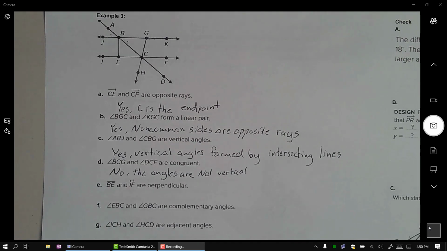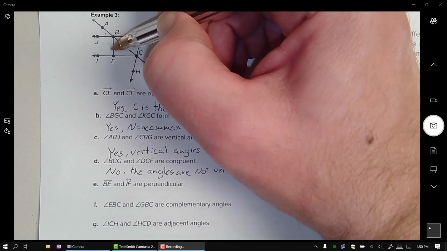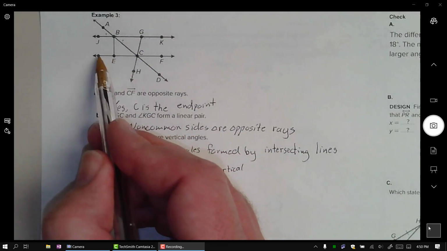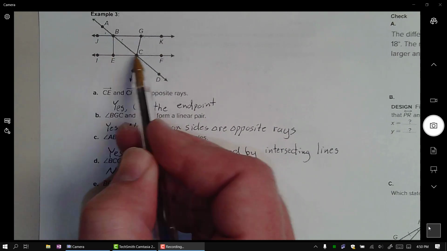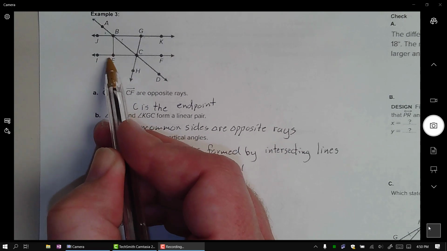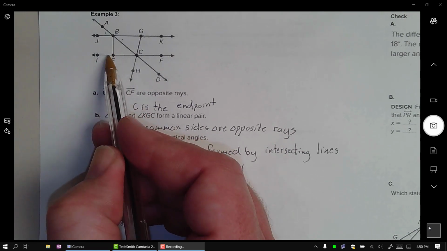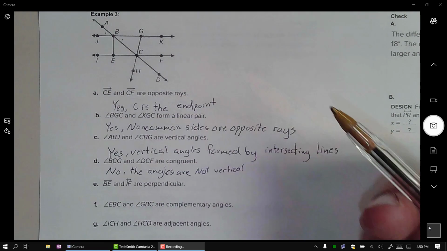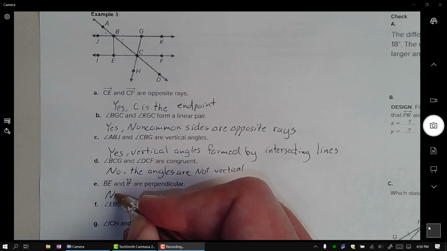Let's take a look at E. BE and IF are perpendicular. BE and IF right here. Are these perpendicular? They look like it, but they might not be. We don't have that little perpendicular sign like we've had on the previous examples, or it's told us. So this could be 89 or this could be 91. So no, we are missing information.